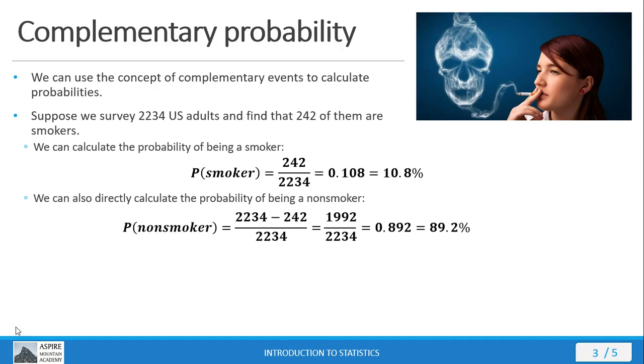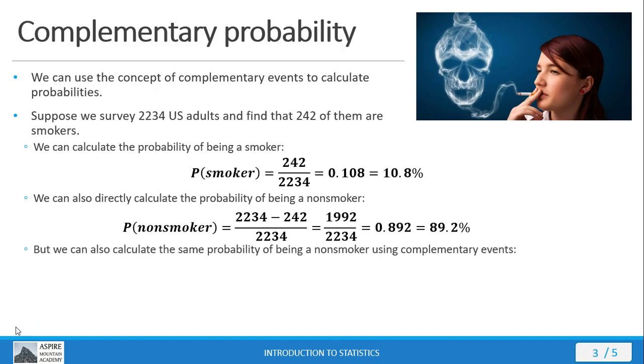But that's not the only way to get that number. We can also calculate the same probability by using this idea of complements. We recognize that everything is 100%, which is 1. And then if we subtract out the probability of being a smoker from everything, what's left has to be the probability of being a non-smoker. So when we do that, we get the same 89.2% that we got previously.